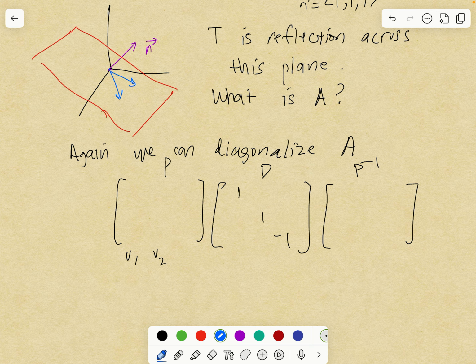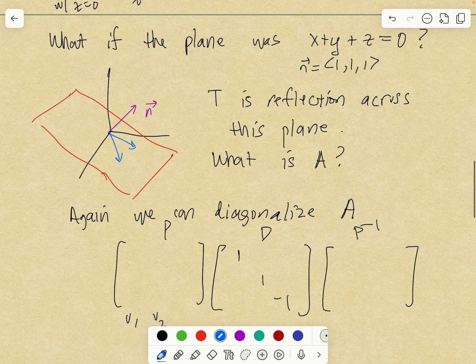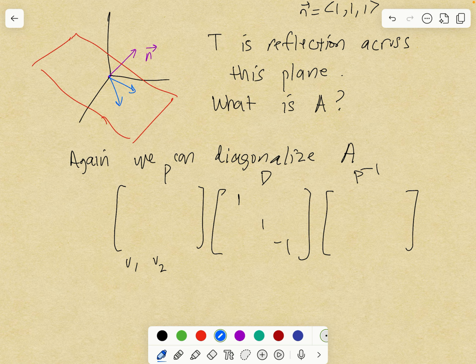Now, how can we come up with two independent vectors on this plane? Well, to find vectors on the plane, they need to satisfy x plus y plus z equals 0. So all you need to do is come up with two independent vectors that satisfy x plus y plus z equals 0. How about just 1, 1, negative 2 and 1, negative 1, 0? Do we agree that x plus y plus z equals 0? 1 plus 1 minus 2 is 0. 1 minus 1 plus 0 is 0. So these vectors are on the plane, and they are independent because they're not scalar multiples of each other.